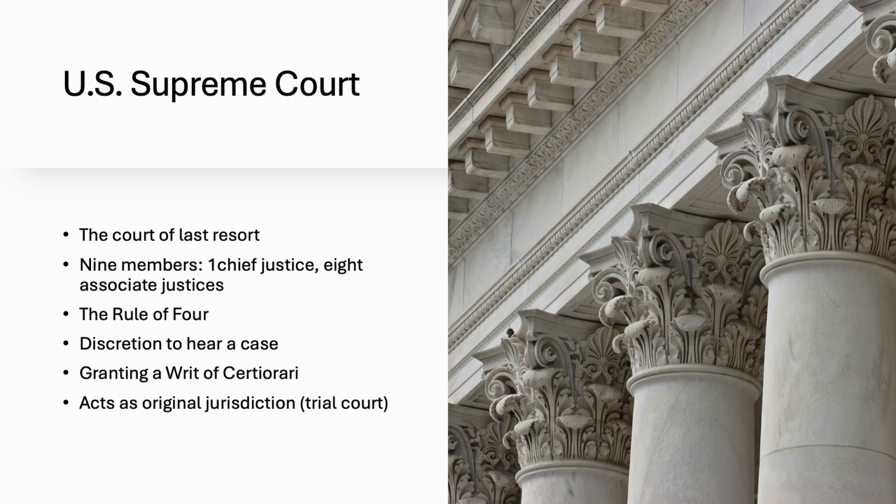If they decide to hear a case, they grant a writ of certiorari, which means that they ask the lower court to send all the documents and records in order to find a due process violation. Sometimes they can also act as original jurisdiction, so instead of the trial court, some cases go directly to the Supreme Court.